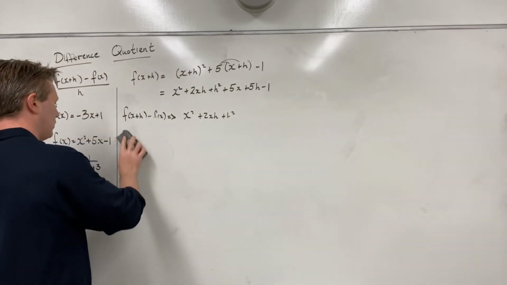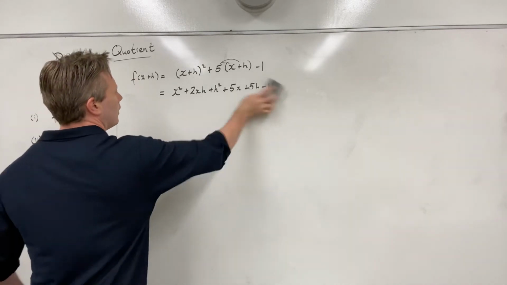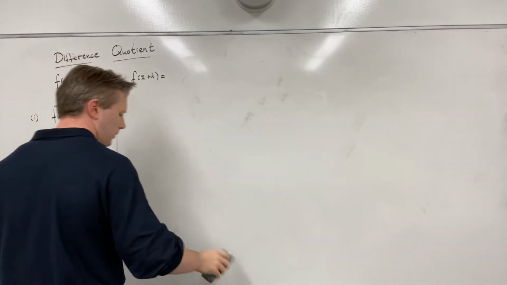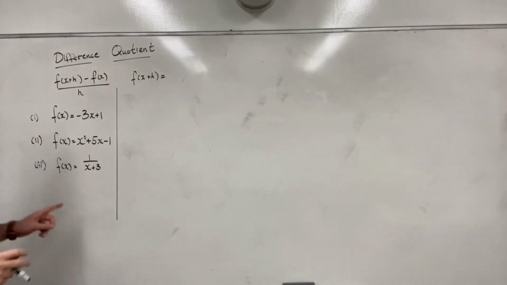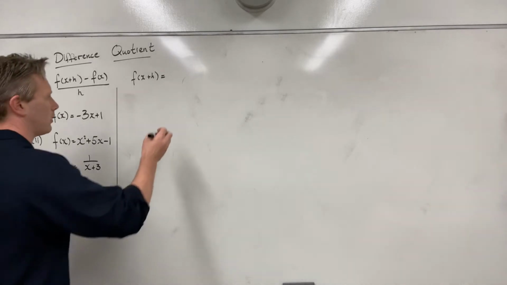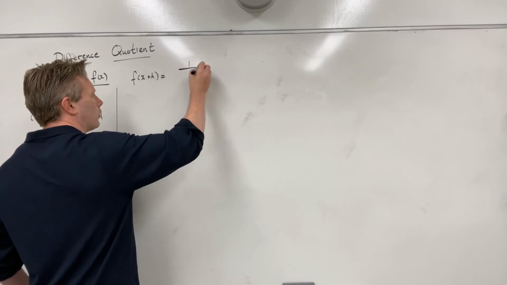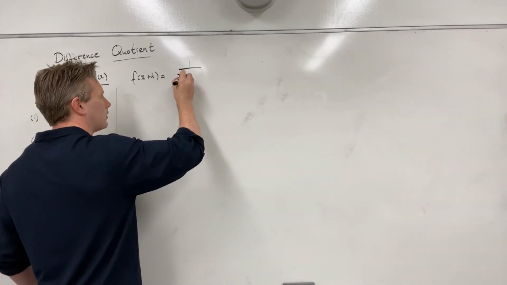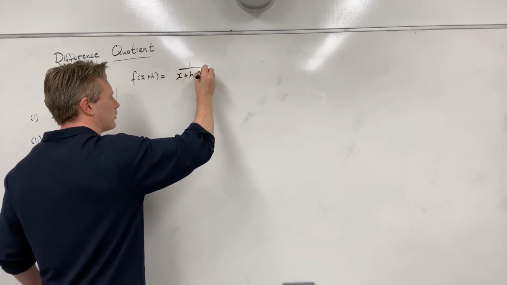Part 3 is perhaps a little more complicated. This time, my f of x is 1 over x plus 3. So my f of x plus h, therefore, will be 1 over x plus h plus 3.